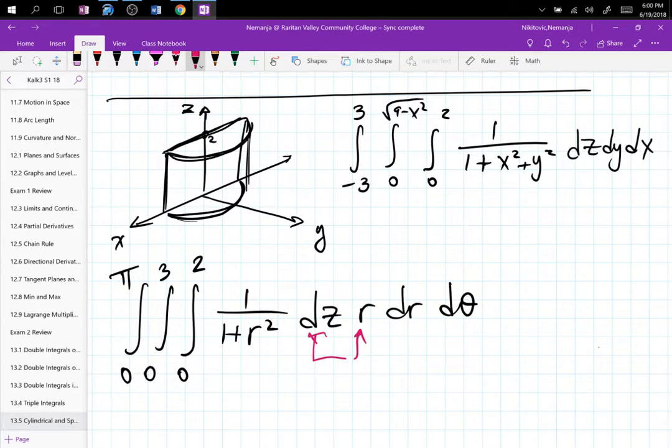Would you integrate the dz first, and then it would just be z, wouldn't it? It would just be z times all that. So z from 0 to 2, so z becomes 2. So it would be 2 over 1 plus r squared, and then you distribute the r. So 2r. It would be 2r over all that. And then you integrate the second row.